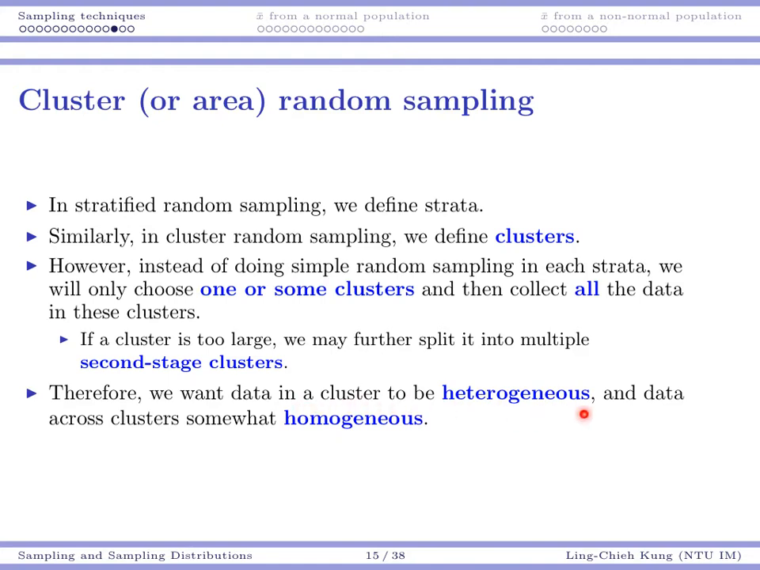Okay? You need data in a cluster to be heterogeneous. And then you hope that people in the north side can also somewhat represent people at the south side, people in the west side, and people in the east side. So you need the data across clusters to be somewhat homogeneous. So this is exactly opposite to stratified random sampling. In stratified random sampling, you want data in a stratum to be homogeneous, but data across strata to be heterogeneous. Okay, so it should not be too hard to understand their differences.